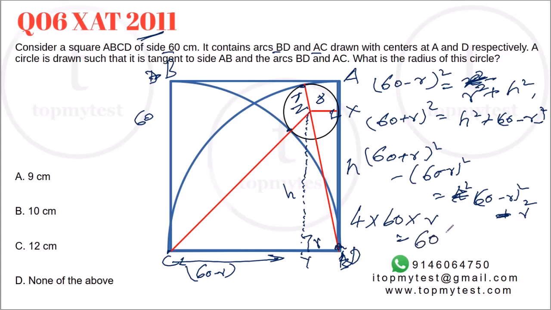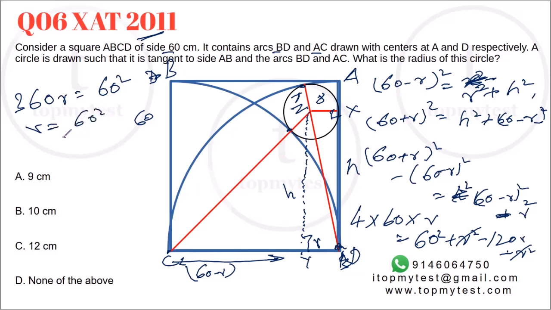So 60 square plus r square plus 2 into 60 into r, which is 120r, minus 60 square minus r square plus 120r. So r square and r square go. So this is 120r, this is 240r. Bring it onto this side, so you'll get 360r will be 60 square. So r will be 60 square divided by 360. 60 square is 3600. This is out, so 10. Option B is your correct choice.